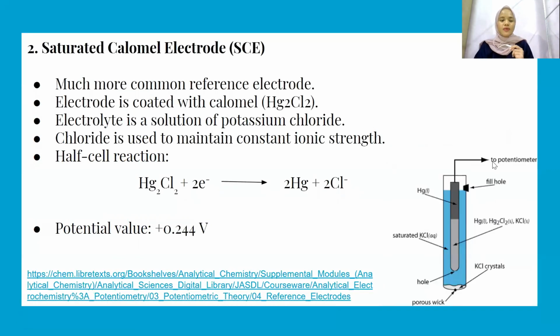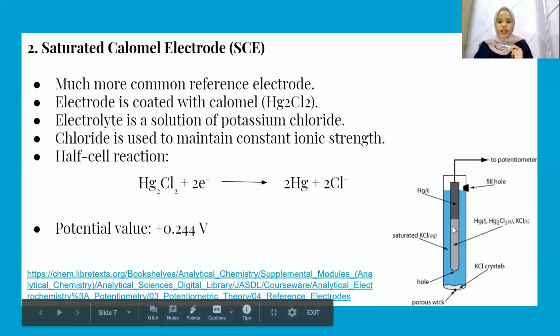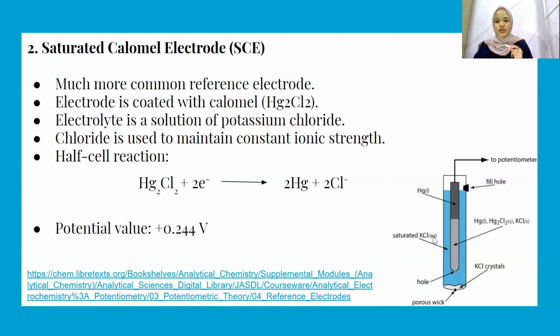Okay, next we have saturated calomel electrode, SCE. It's a much more common reference electrode. The electrode is coated with calomel, Hg2Cl2. The electrolyte is a solution of saturated potassium chloride. Okay, the chloride is used to maintain constant ionic strength.